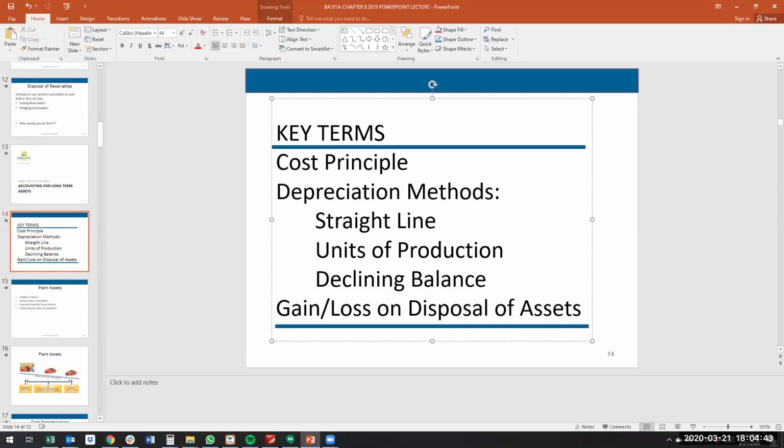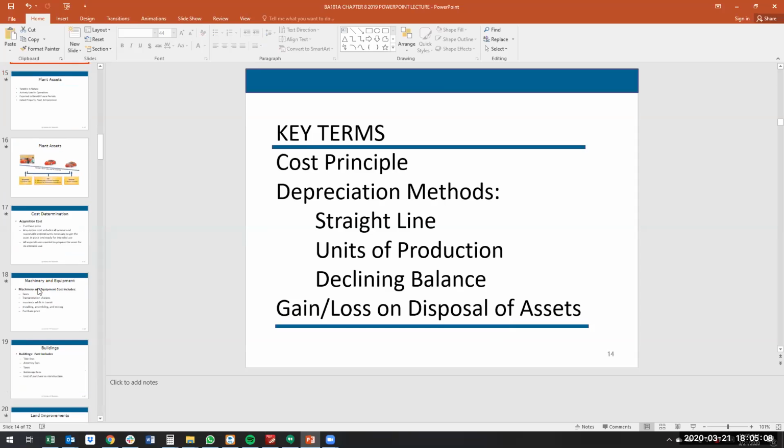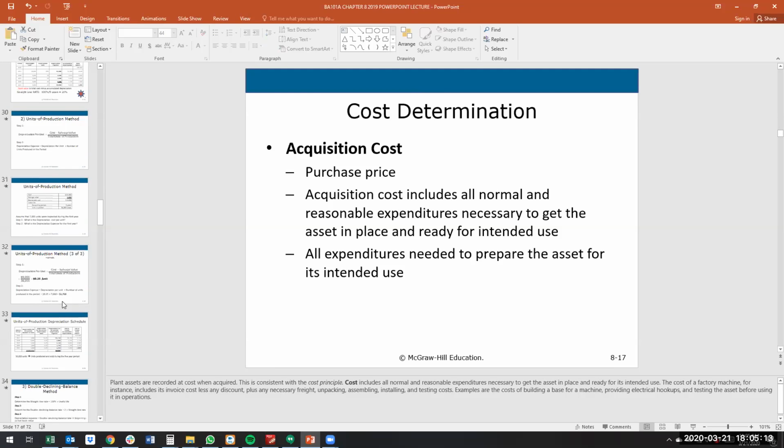Cost principle, depreciation method. Cost principle is how we determine the value of acquiring the asset for the original journal entry, where we just debit the asset, credit the cash or liability. And then depreciation expense, we just have straight line, units of production, declining balance, just memorize them. The formulas related to these. And then next we're gonna cover the gain and loss. So overall, not a lot we're covering. There's just formulas you have to memorize. Okay, so I'll go answer questions now.